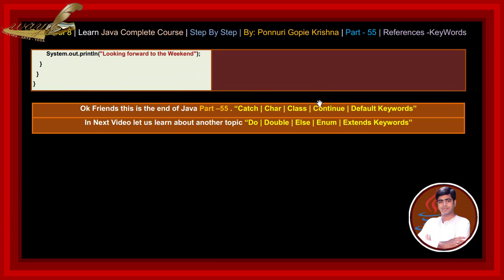Okay friends, this is the end of Java part 55: catch, char, class, continue, default keywords. In the next video, let us learn about another topic: do, double, else, enum, extends keywords.